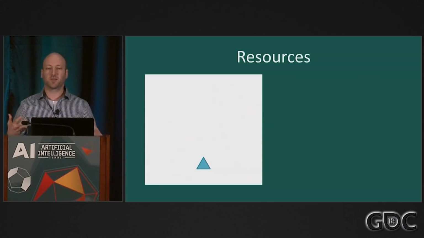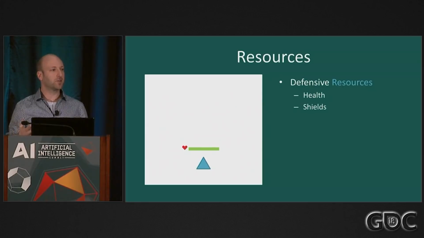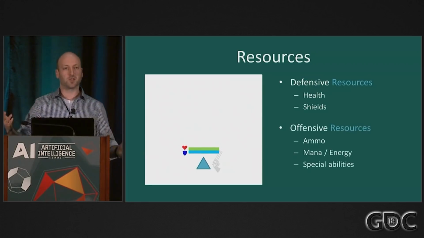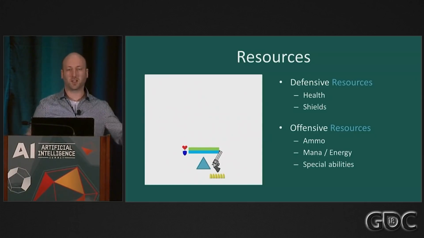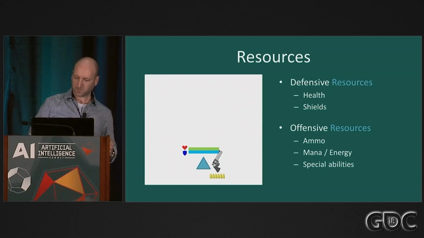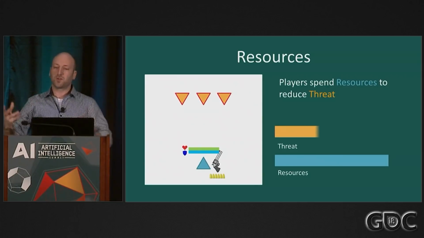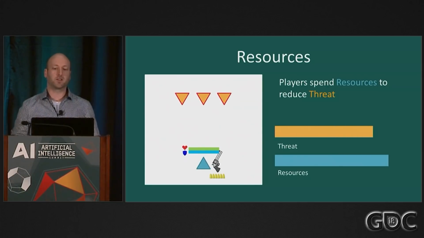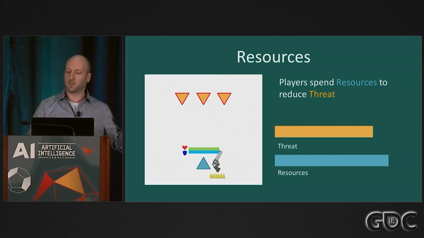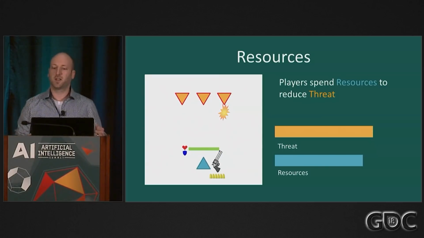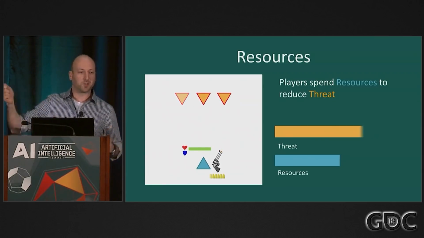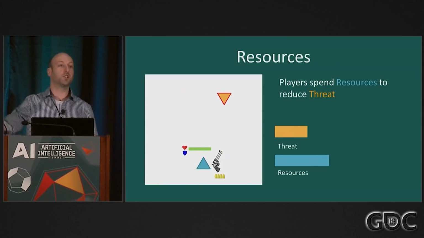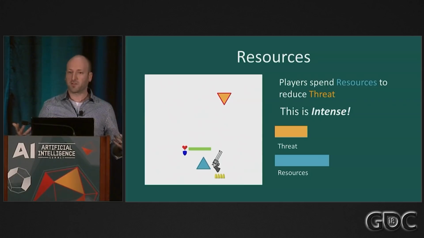Now, players have a certain amount of resources that they use to handle threat. You've got defensive resources, and these are health and shields. And then you've also got offensive resources, which is your ammo, your magic power level. And so resources can be spent to overcome threat. So losing health when the player gets shot is effectively spending defensive resources. Spending ammo to shoot back is effectively spending offensive resources. And now we have a measure of intensity.